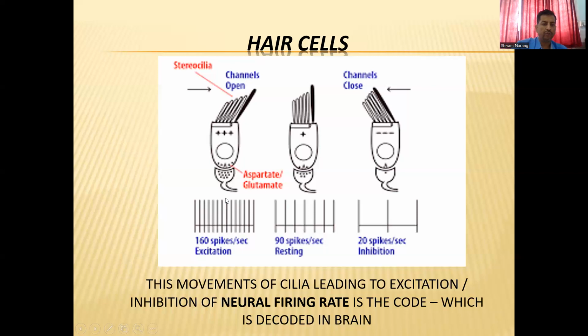So this will be judged as an excitation, and whenever there is a movement of the stereocilia away from the kinocilium, this will be judged as inhibition, and it will reduce the firing rate of the hair cell. Okay, so this is a basic fundamental. Stereocilia movement towards the kinocilium is excitation, away from the kinocilium is inhibition.